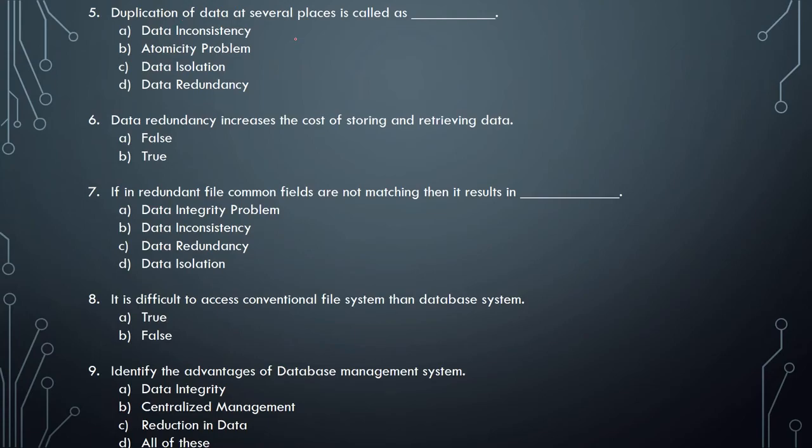Duplication of data at several places is called as. What do you understand by this one? Duplication of data. We learned about the term redundancy, right? So, the answer is data redundancy. Why am I not going for data inconsistency?